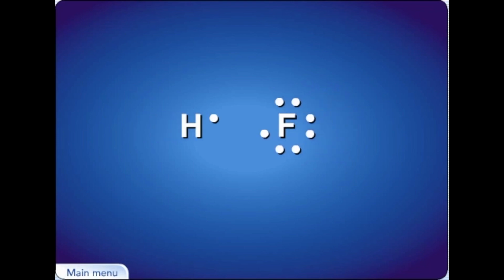Hydrogen has 1 valence electron and fluorine has 7 valence electrons. If the 1 valence electron of hydrogen is shared with 7 valence electrons in fluorine, fluorine achieves an octet of electrons. Note that hydrogen has only 2 electrons, which is the electron configuration of helium. When bonded to another element, hydrogen will have 2 electrons in its valence shell.